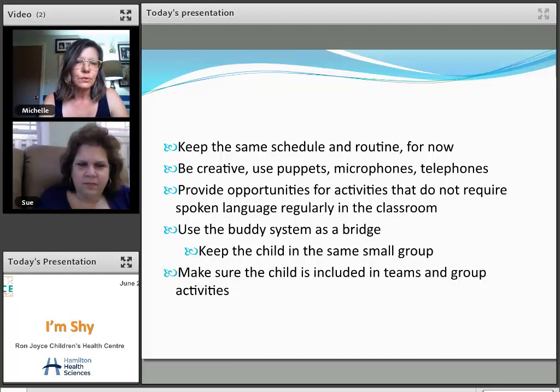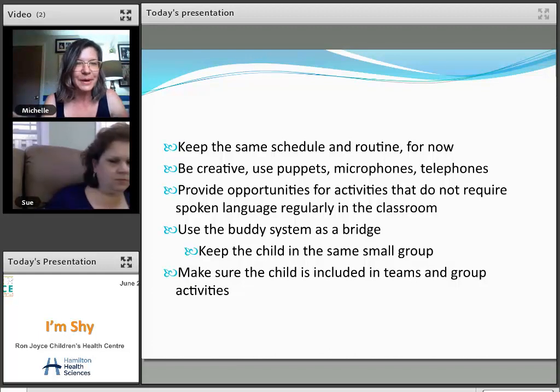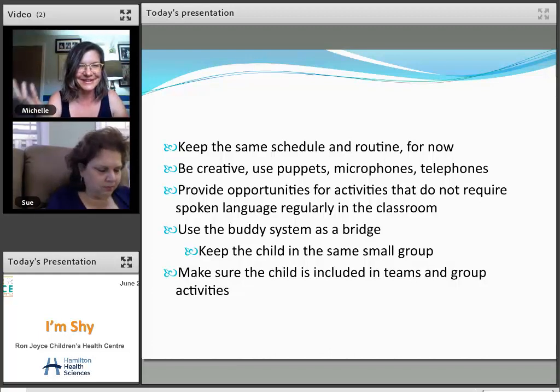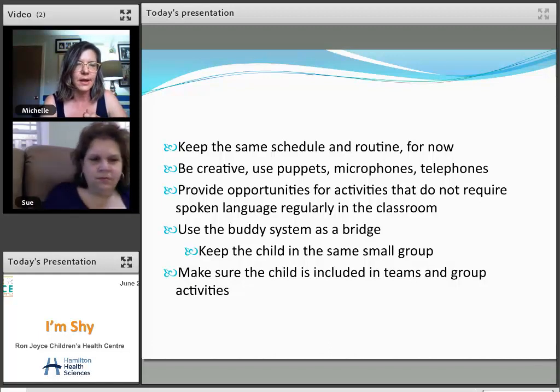You can also use creative ways to speak through a telephone, puppets talking. I don't know why it works, but some kids will talk through a puppet. I've seen it happen. I've done it with kids. And yeah, they'll talk through the puppet. Talk through a microphone, a telephone, be creative. And then provide opportunities for activities that do not require spoken language in the classroom.